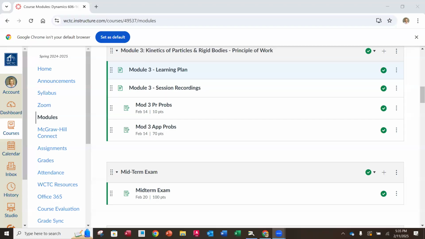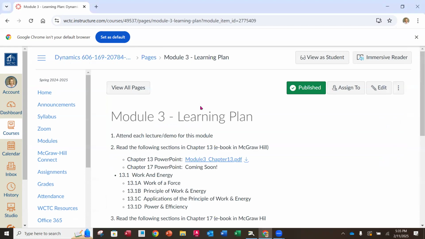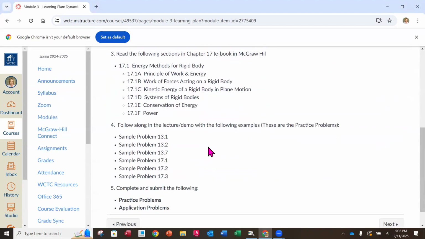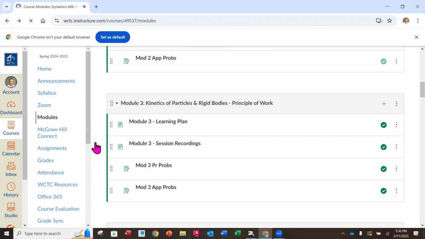All right, so we're all set to start Module 3. So let's just do an overview of what's out here right now. You're going to notice that in our learning plan, we have all the sections and the practice problems that we're going to be going through. I do have our PowerPoint for Chapter 3 here. That's going to be guiding us in our lecture tonight.